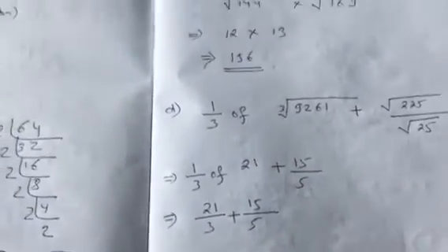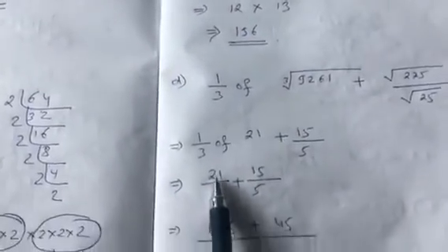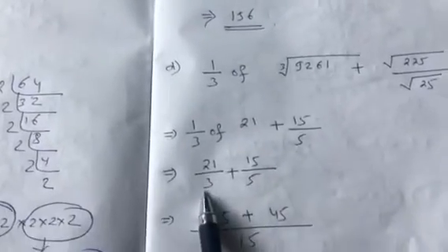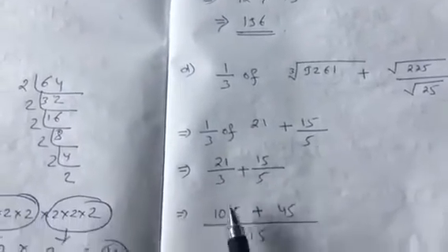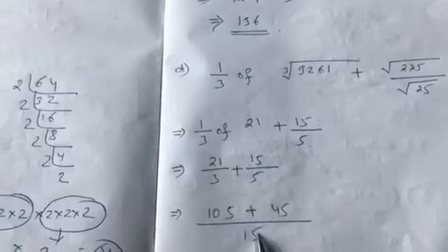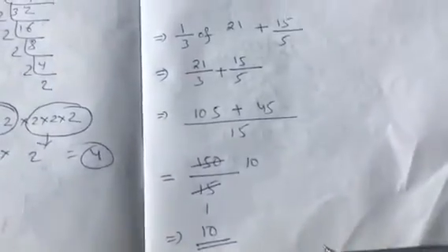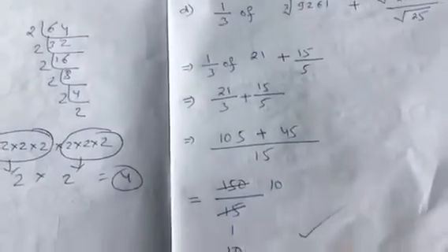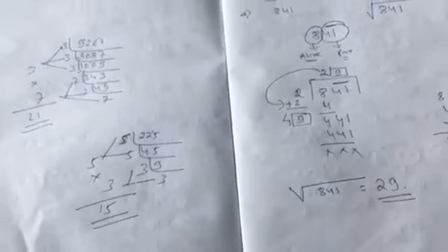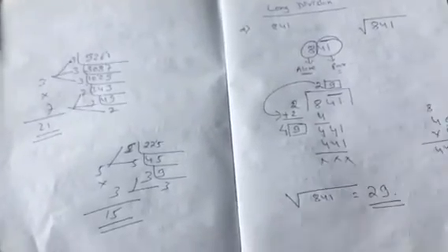It is done. Then 21 and 1 get multiplied as 21, the denominator is 3, and 15 by 5. Then take out the LCM of 3 and 15 and finally solve this. It's a fraction portion which you have done before. So with this, class 7, you will easily be able to do exercise 5.3.